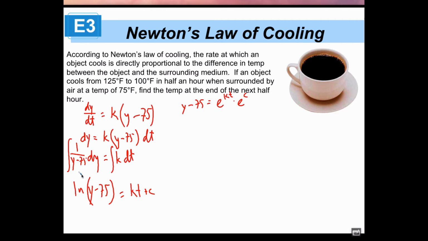All right, what do we know? t equals 0, y equals 125. When t equals 0, y equals 125. Well done. So 125 minus 75 is equal to, what's this? 1 times e to the c. So e to the c is equal to 50. Okay so far? We're good? Which means that y minus 75 is equal to 50 times e to the kt.